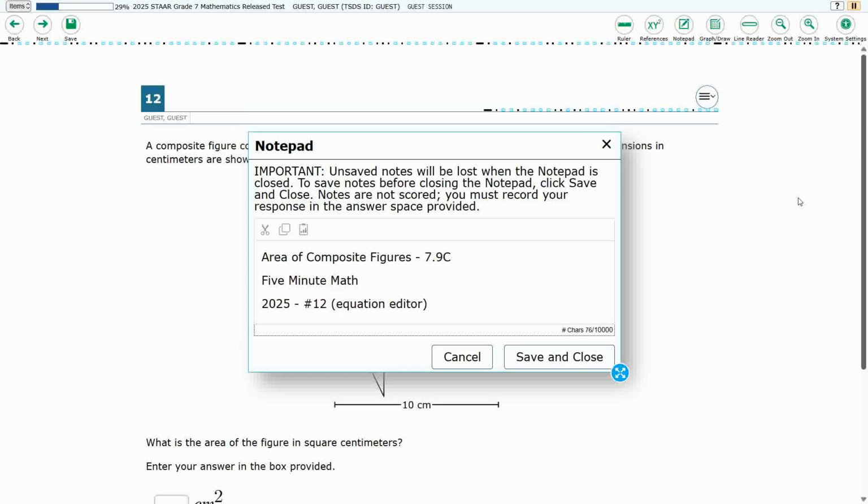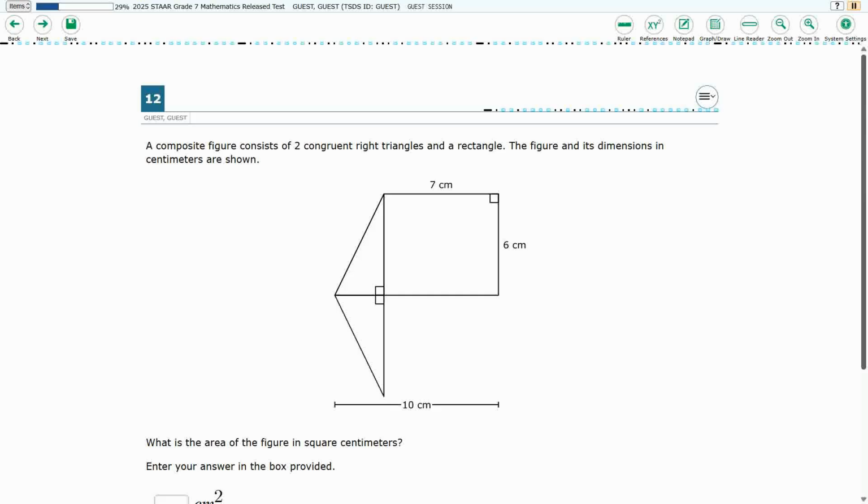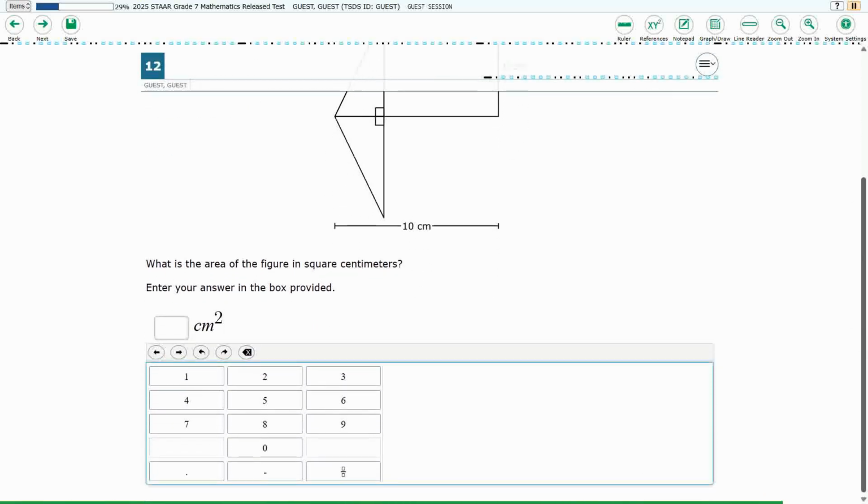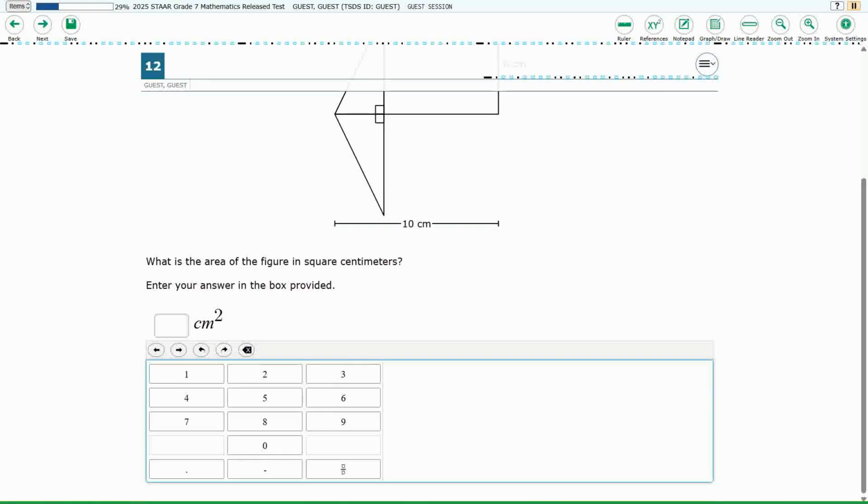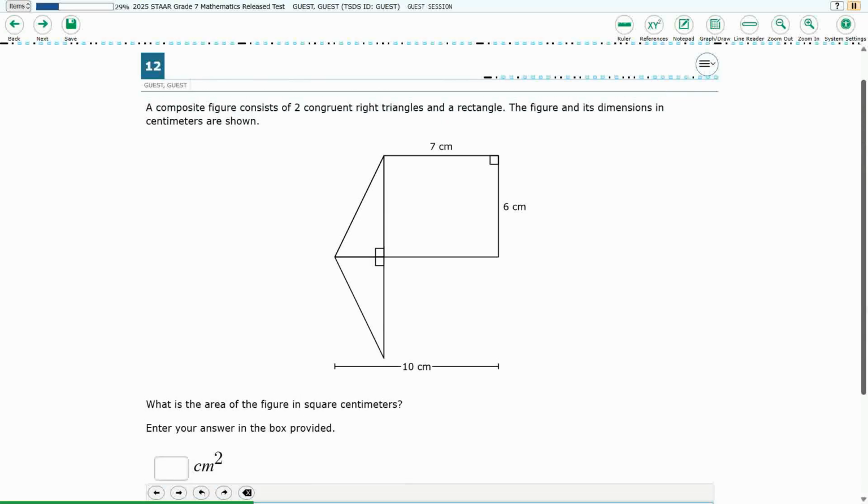Today we are looking at the 7th grade concept of area of composite figures. This is standard 7.9C in the great state of Texas, and we are using item number 12 of the 2025 released STAAR test. This is a new item type called equation editor. If you haven't done so already, please go ahead and take a moment to pause the video, work this problem out on your own, unpause it, and we will look at our answers together.